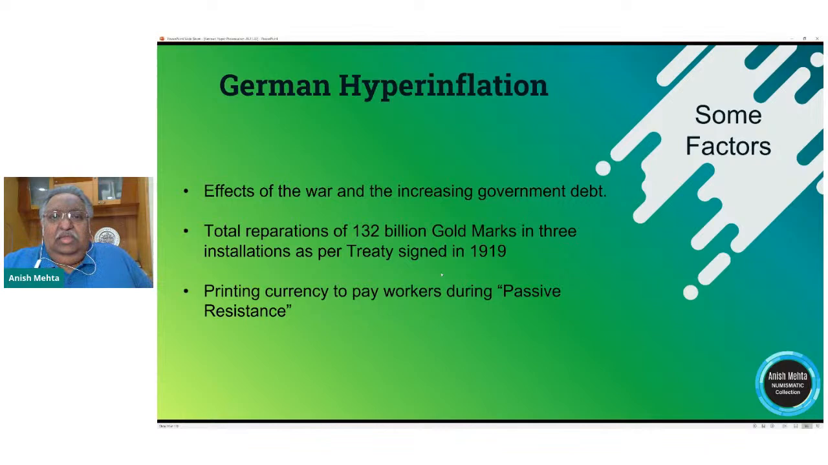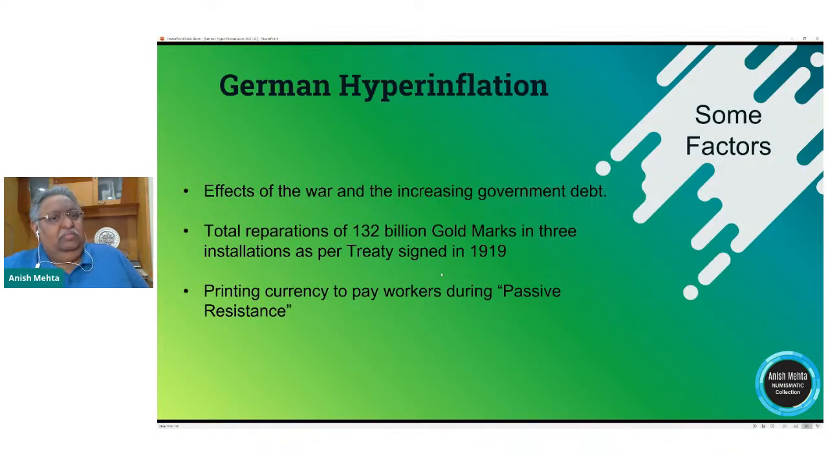In 1919, there was a treaty signed where Germany had to pay total reparations of 132 billion gold marks in three installments. The first two installments were compulsory and had to be paid, and the third was to be evaluated on whether the financial situation was good enough for Germany to make the third installment.